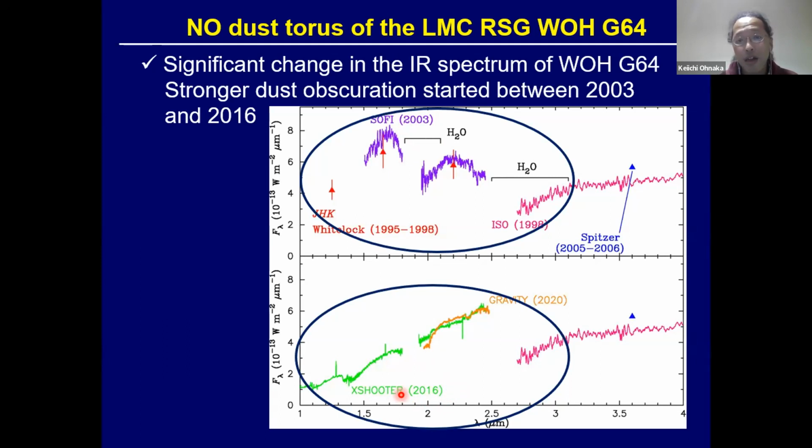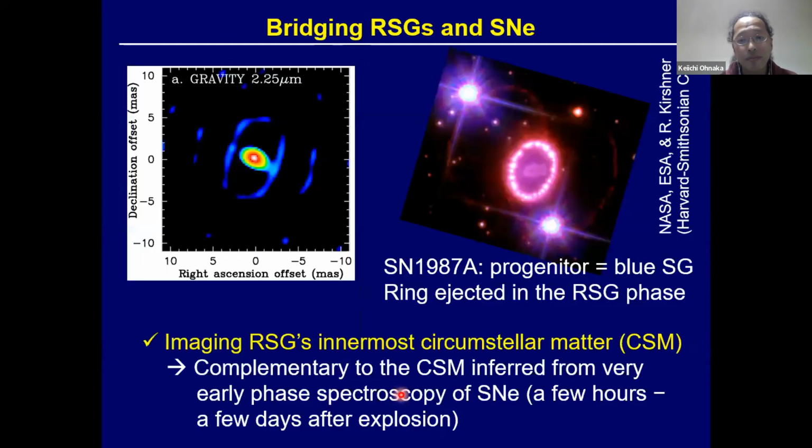And we are working on the modeling of this object. So the point is, this ring might be reminiscent of the more famous ring of supernova 1987A, which also happened in the Large Magellanic Cloud. And of course, the progenitor of 87A was a blue supergiant, not a red supergiant. But this ring of material was ejected in the preceding red supergiant phase. But I'm not really claiming that WHG64 is the progenitor of a supernova like 87A, but my point is this.